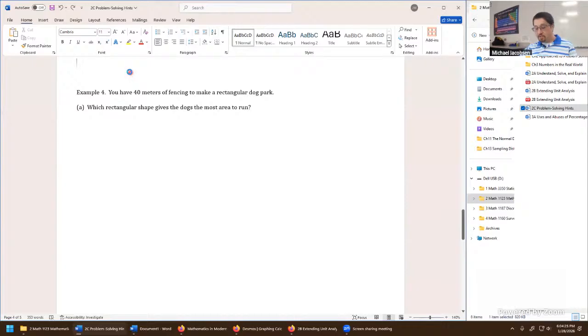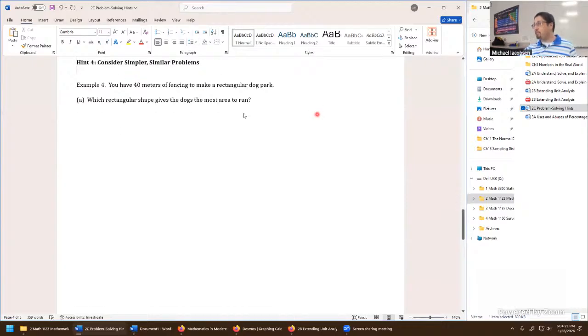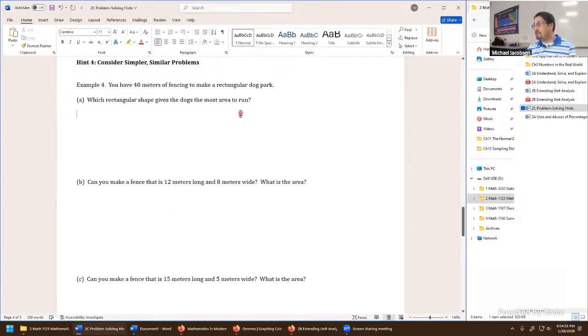So instead of worrying too much about the optimal shape right away with the most area possible for the dogs, let's do this problem out of order. Part B is just a direct, particular situation, a similar problem, and we're asking if you make the fence 12 meters long, 8 meters wide, can we in fact do that? In other words, would we use up the 40 meters of fencing? And what would be the area in that scenario?